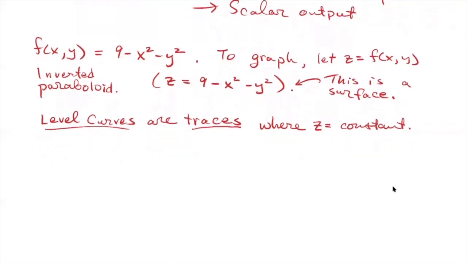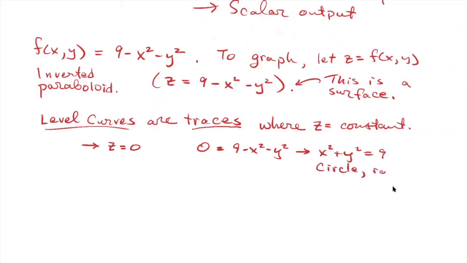So if we do the level curve z equals 0, then we're saying 0 is 9 minus x squared minus y squared. So that's just x squared plus y squared equals 9. And that's a circle of radius 3. Okay, that's when z is 0. Okay, any questions?